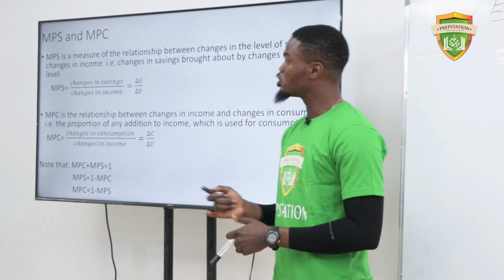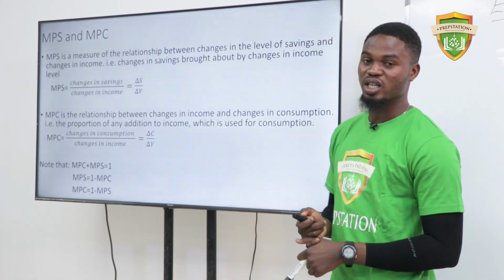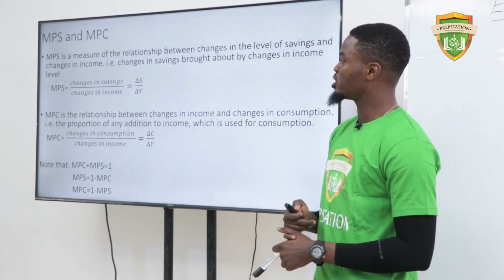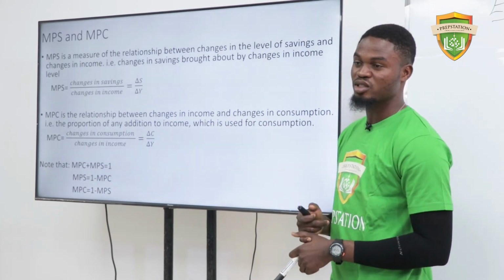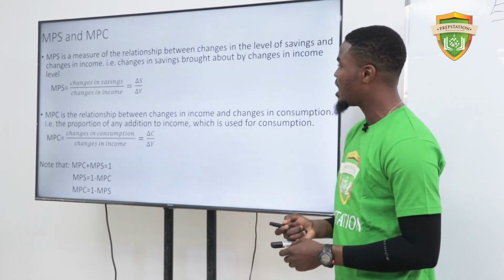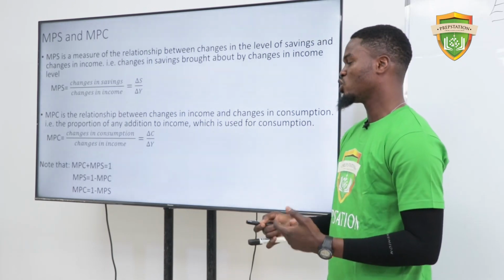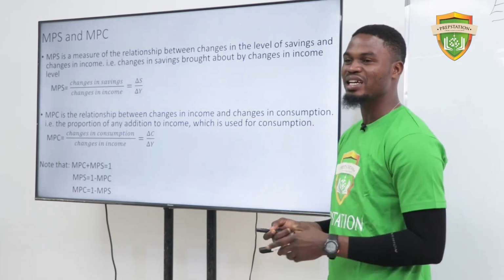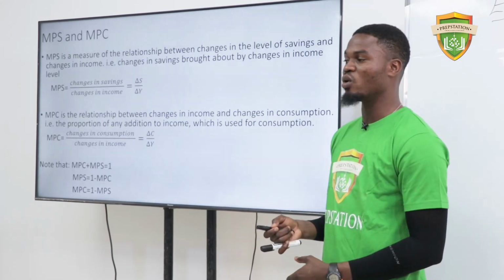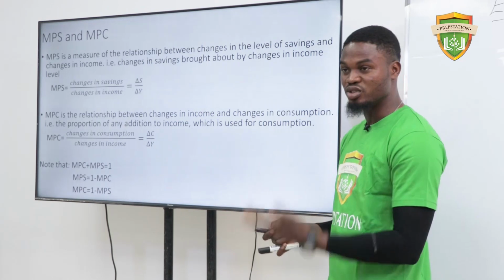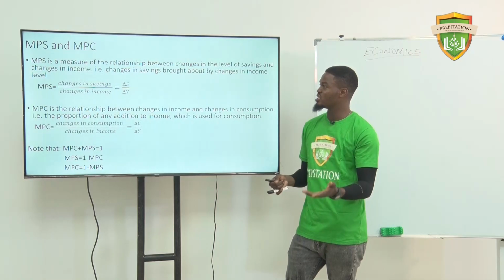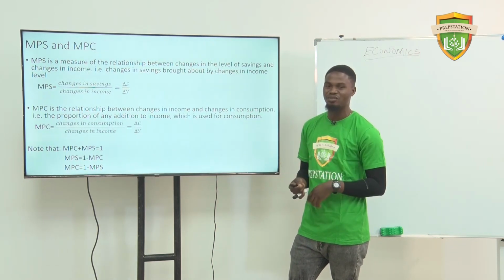Alright, then we go to the marginal propensity to save and the marginal propensity to consume. So, what is MPS, which is marginal propensity to save? It's a measure of relationship between the changes in the level of savings and changes in the level of income. So, savings is dependent on income. That is, if your income increases, you tend to save more, and if your income reduces, it automatically reduces your level of savings. So that is, change in savings brought about by change in the level of income.